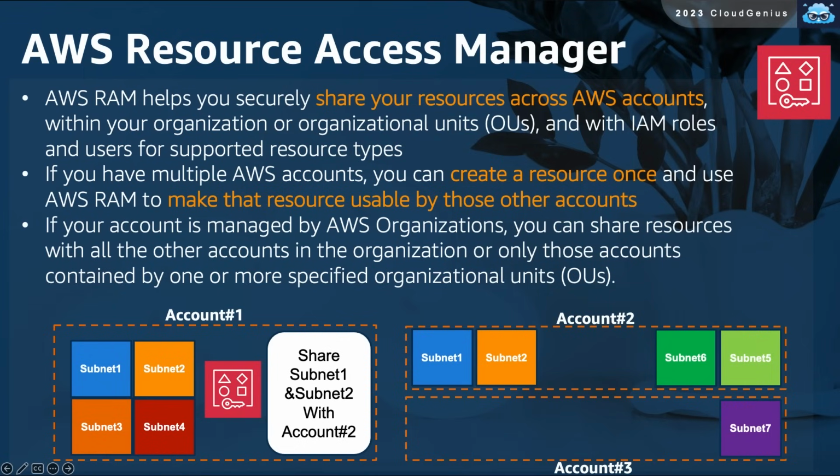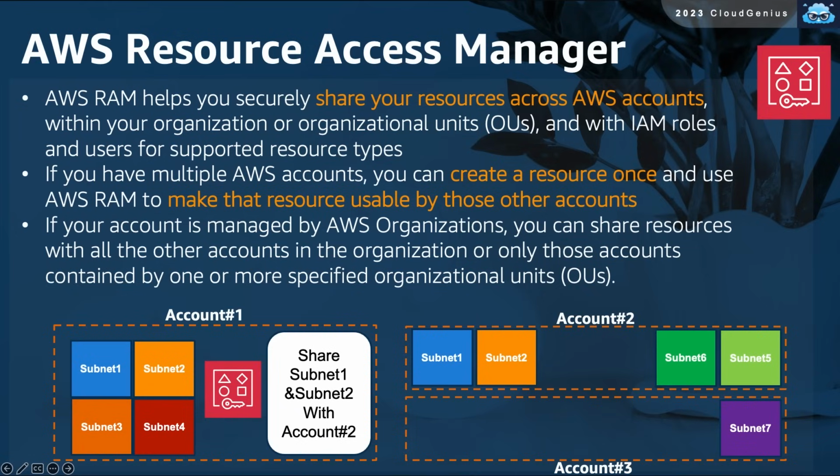AWS Resource Access Manager is a service that enables you to securely share AWS resources with other AWS accounts. With AWS Resource Access Manager, you can easily share resources such as subnets, transit gateways, and licenses across multiple AWS accounts without the need for resource duplication. For example, you can use AWS RAM to share a subnet from one AWS account with another AWS account, allowing the second account to launch resources in that subnet.